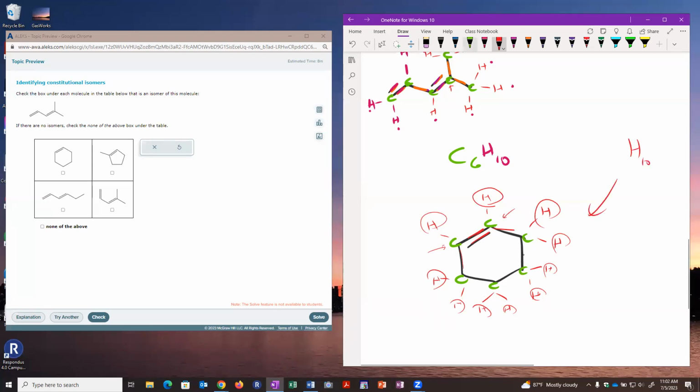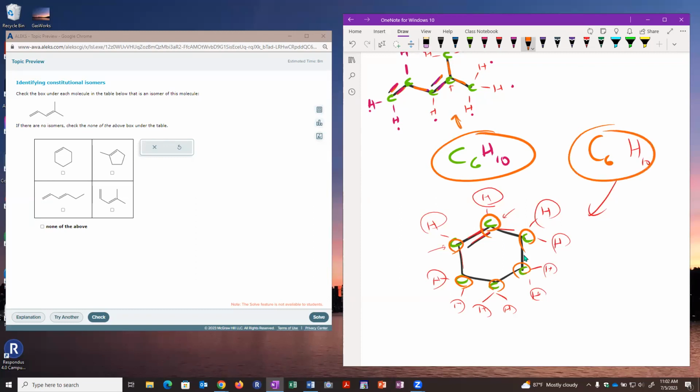How many carbons did we have? Well, we had 1, 2, 3, 4, 5, 6. Right? So we have the same molecular formula as this one here, but the structure is obviously different. So that would be a constitutional isomer. So that would be one of the options. Then you need to go through and identify any other ones that would be a constitutional isomer.